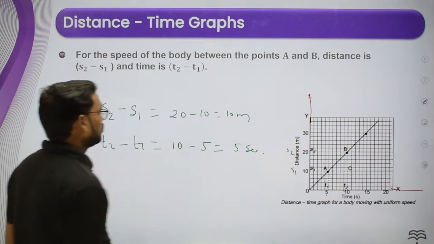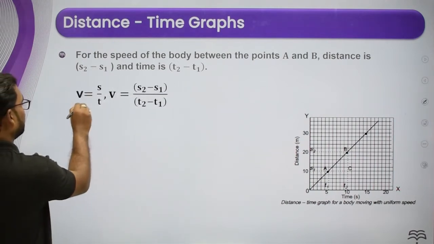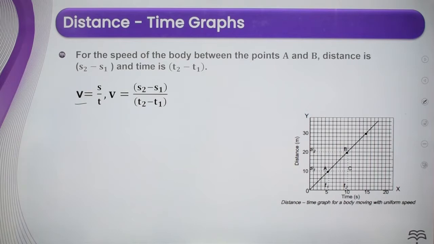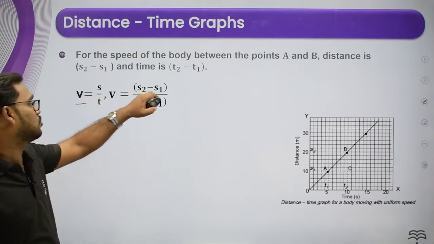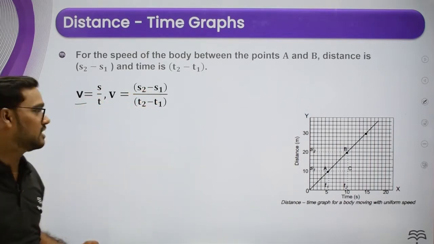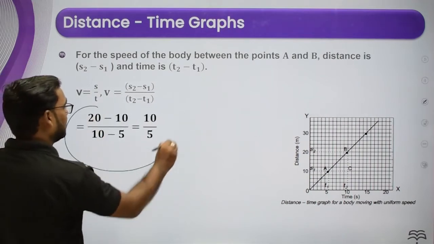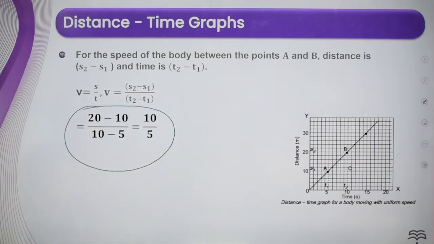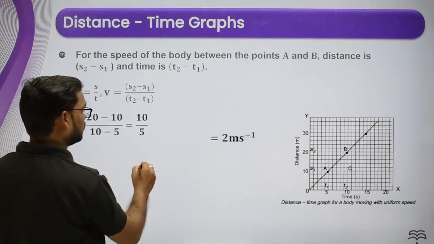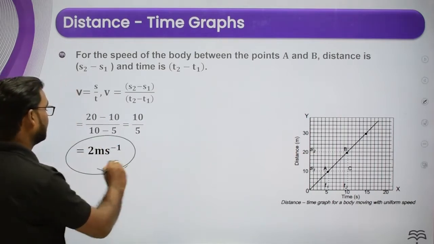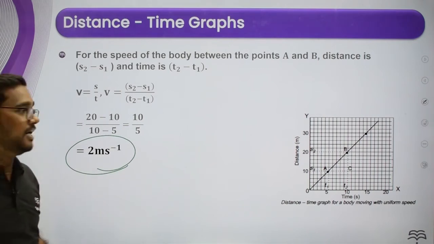Now you will divide this, and you will get the average velocity, or you can say the speed. So v is s by t, or s2 minus s1 divided by t2 minus t1. This is 20 minus 10 is 10, divided by 10 minus 5, which is 5. If you cancel them, you will get the answer 2 meter per second. So this is the speed.